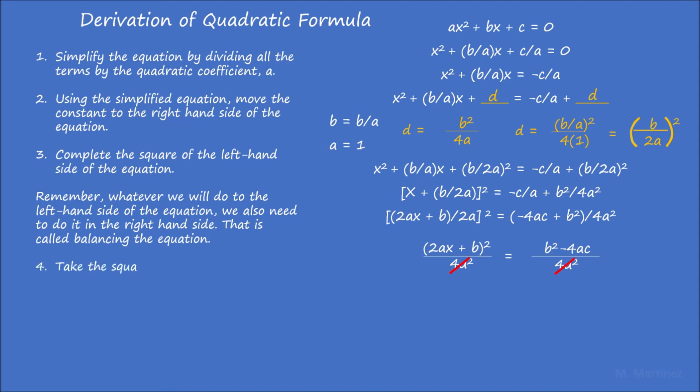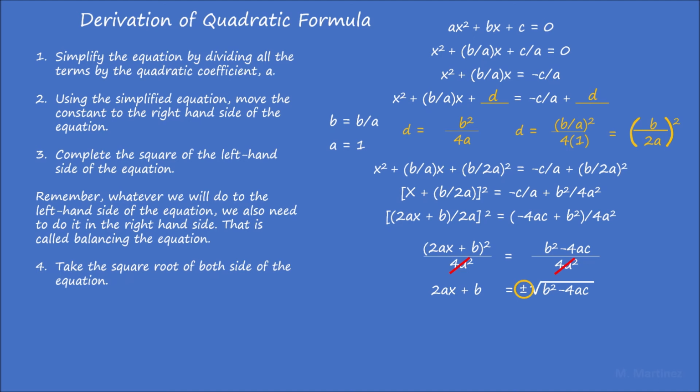Which is to take the square root of both sides of the equation. The equation will now become 2ax plus b equals the square root of b squared minus 4ac. Take note that for us to have a real solution, this term should be positive. And a positive number has 2 square roots. Same value but with different sign. One is positive and the other one is negative. That is why we will have the plus and minus sign in front of the radical.